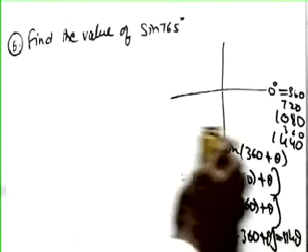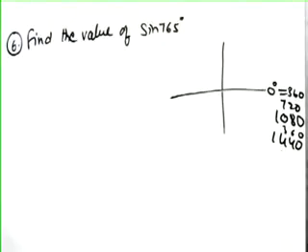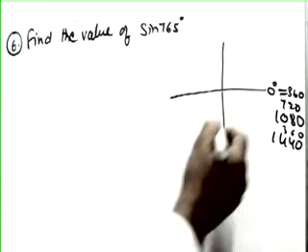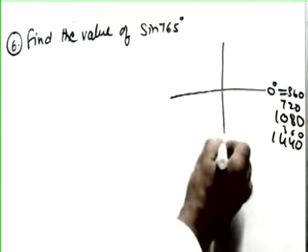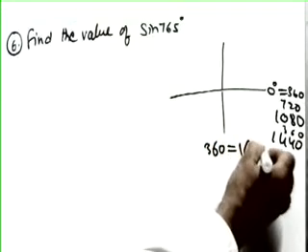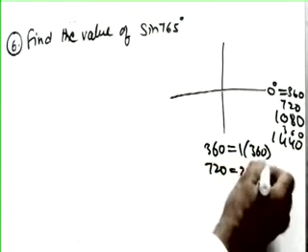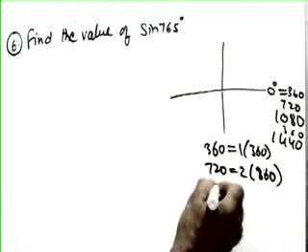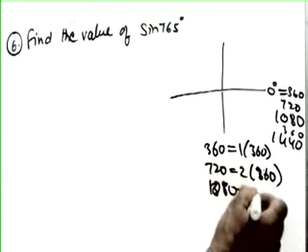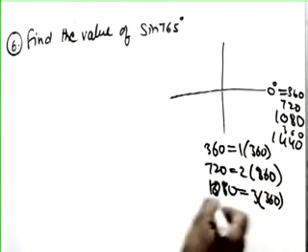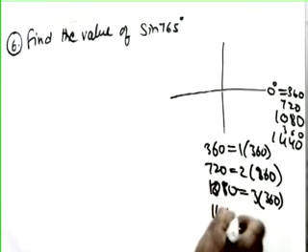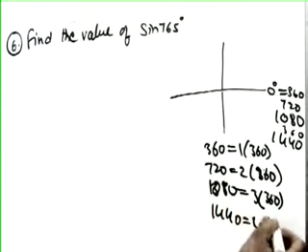So we must remember these values. Whenever we get a bigger angle like this, we have to change it into multiples of 360. 360 means 1 into 360. In the same way, if we get 720, we can write 2 into 360. 1080 is nothing but 3 into 360. And 1440 means 4 into 360.